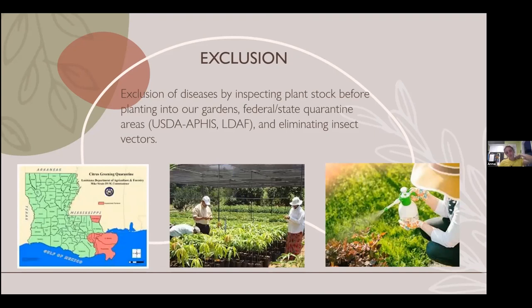Exclusion. So inspecting plant stock or maybe putting quarantine in place. We're actually in a quarantine zone for several citrus diseases, and eliminating insect vectors, either organically or inorganically. And this is where scouting becomes really important. Get out there and look at your plants on a regular basis and take action early rather than later.